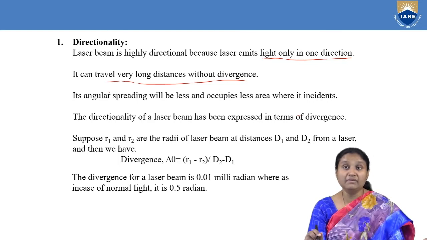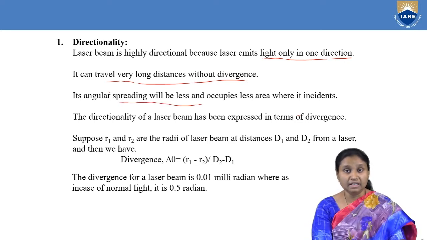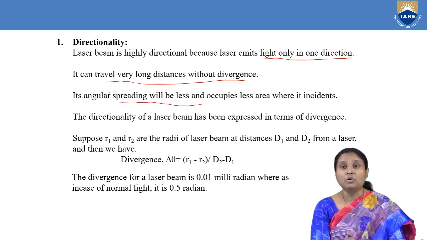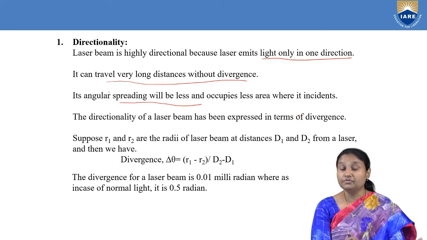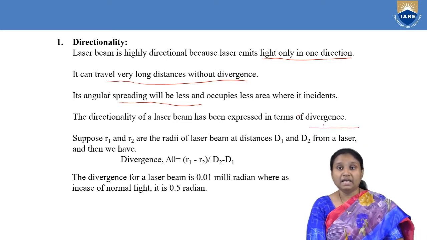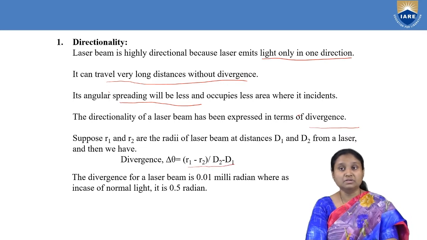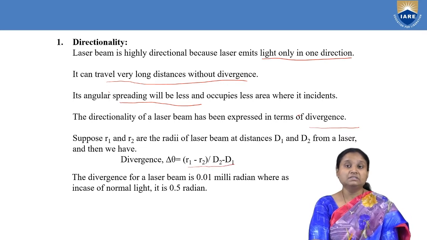And what do we mean by having no divergence? It means its angular spreading will be less, and wherever the beams are incident, they'll occupy a small area. To see how the directionality of laser differs from a normal light source, we calculate it in terms of divergence. And what is the formula for calculating divergence? The divergence is given as (R1 minus R2) by (T2 minus T1).